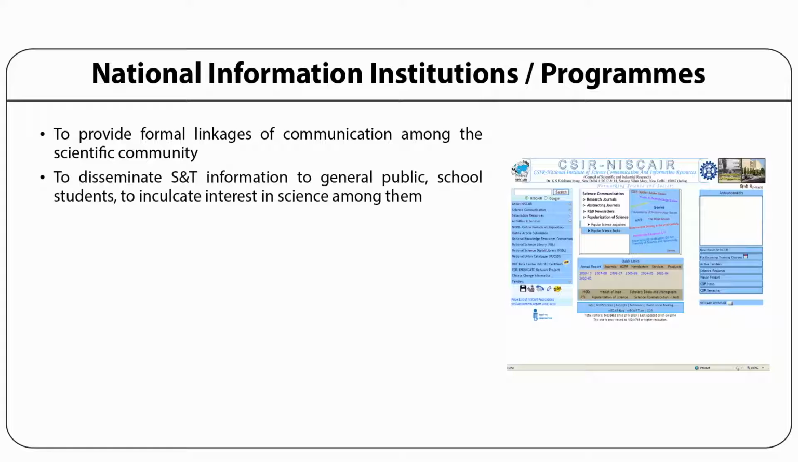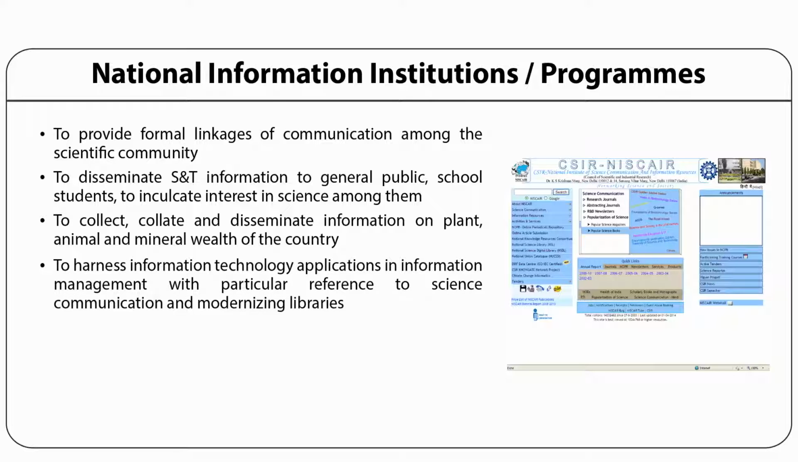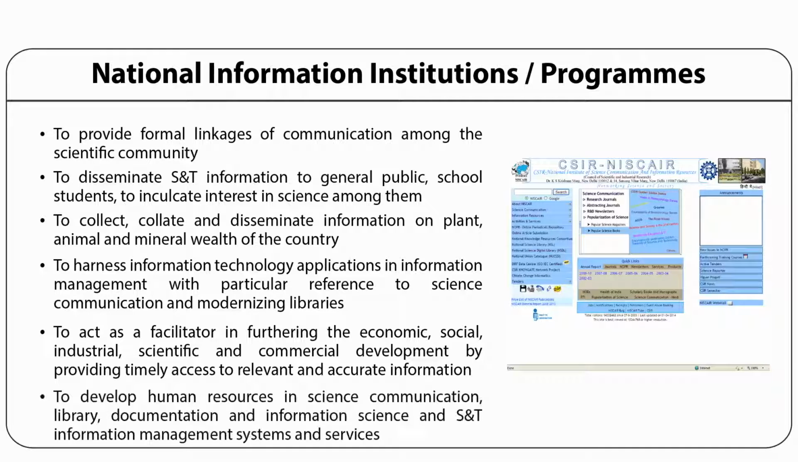The center provides and disseminates science and technology information to the general public and school students, to inculcate interest in science among them; to collect, collate and disseminate information on plant, animal and mineral wealth of the country; to harness information technology applications in information management with particular reference to science communication and modernizing libraries; to act as a facilitator in furthering the economic, social, industrial, scientific, and commercial developments by providing timely access to relevant and accurate information; and to develop human resources in science communication, library documentation, and information science and technology information management systems and services.